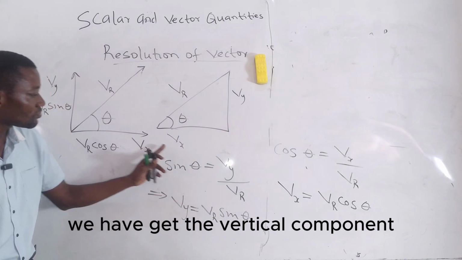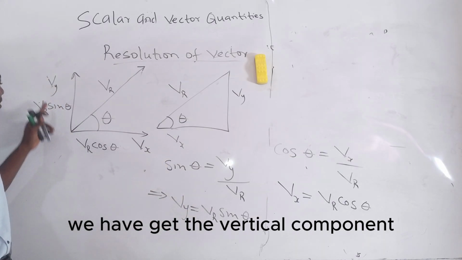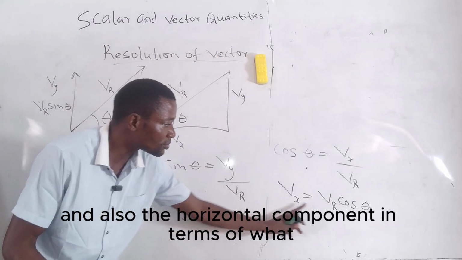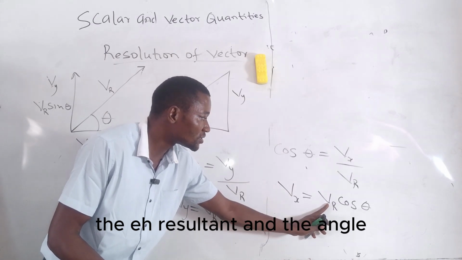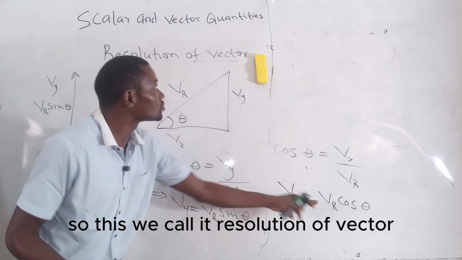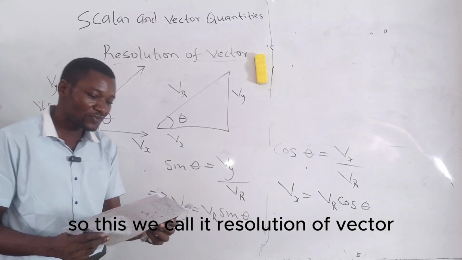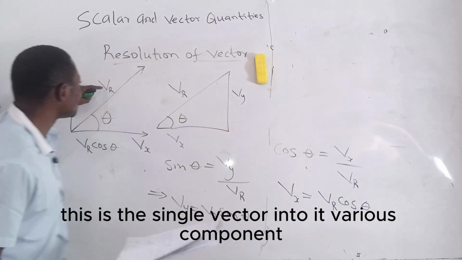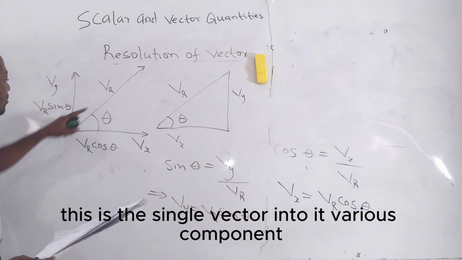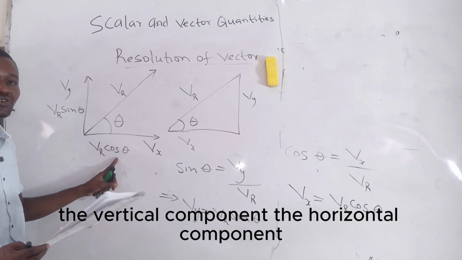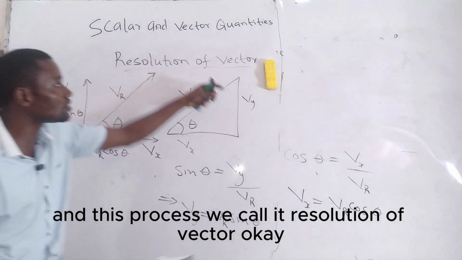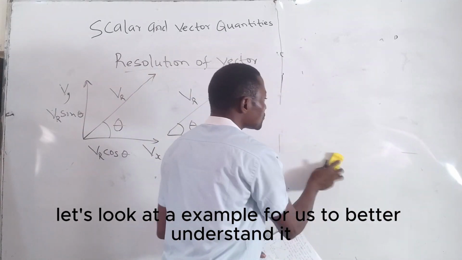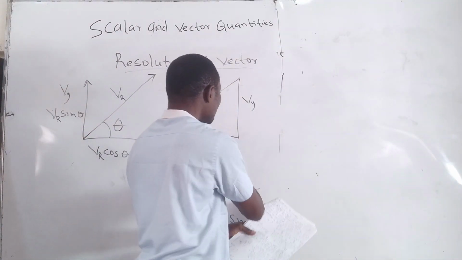As we have seen, we get the vertical component in terms of the resultant and the angle, and also the horizontal component in terms of the resultant and the angle. We call this resolution of vector. Remember, we said that with resolution of vector we can convert a single vector into its various components, the vertical component and the horizontal component. Let's look at an example for us to better understand it.